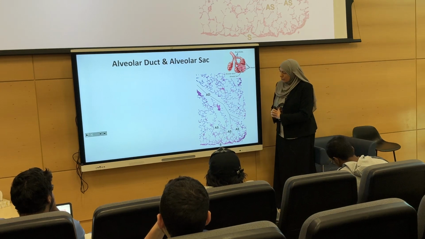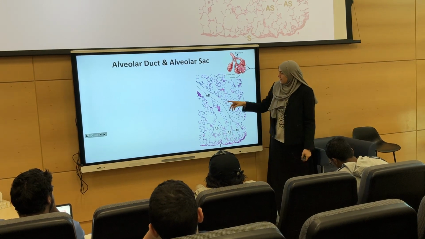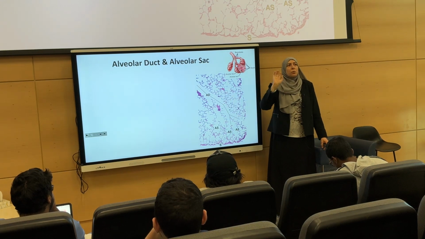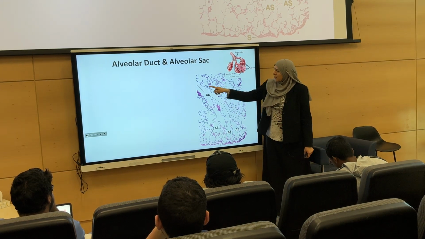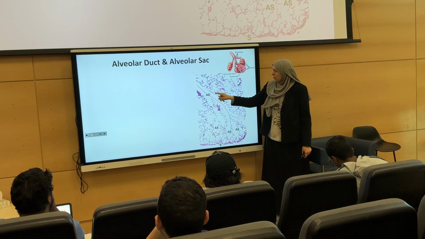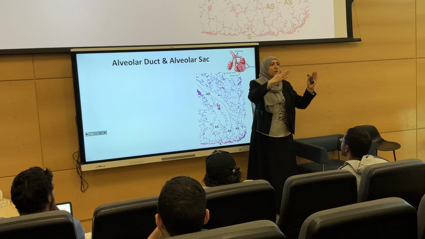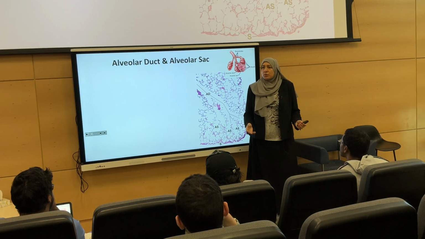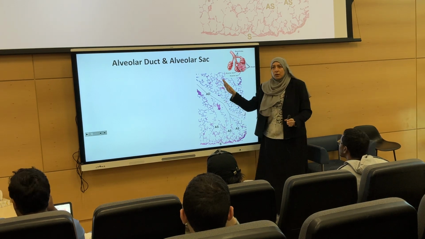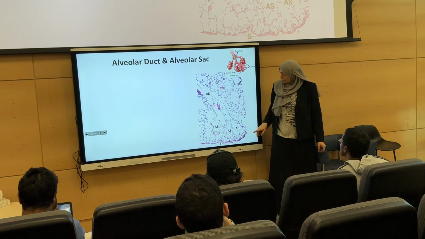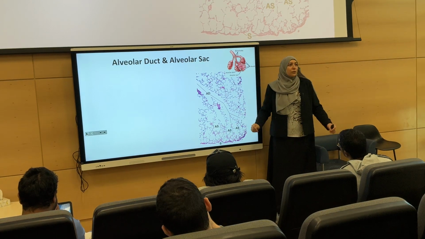Then another picture here. What is this? I can see a duct which has no wall. It has no wall. Really? Or what? It's made out by, what are these structures? Alveoli. So it's a tube made by alveoli. So there is no wall. It's just alveoli. So if you find it a little bit long, this is an alveolar duct. If it looks like a sac, it's called an alveolar sac.